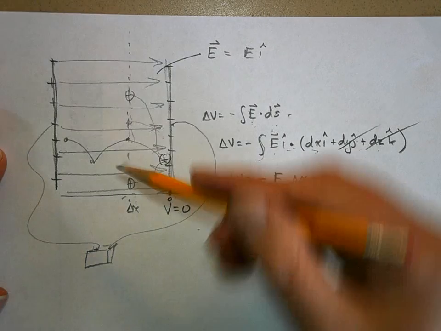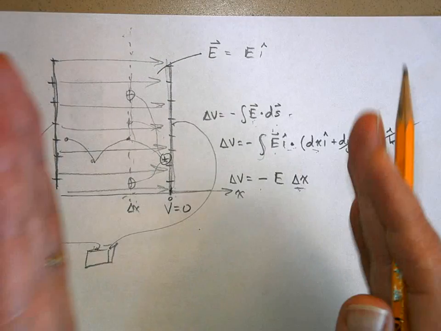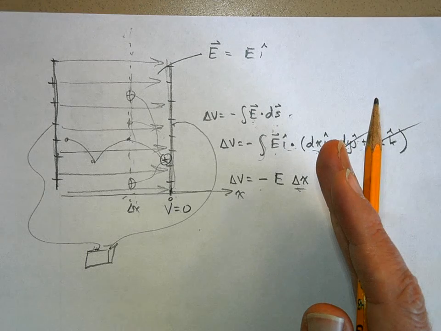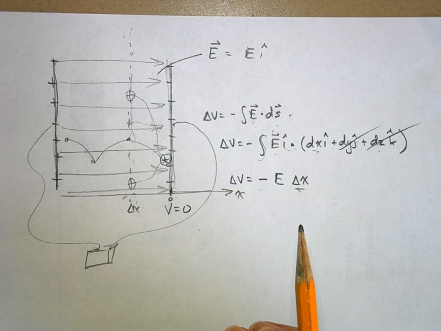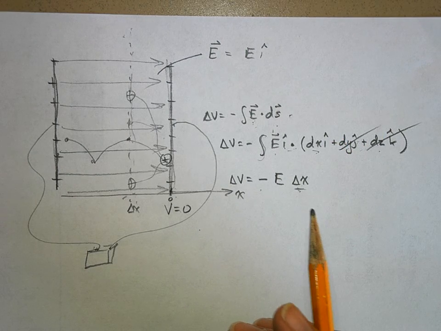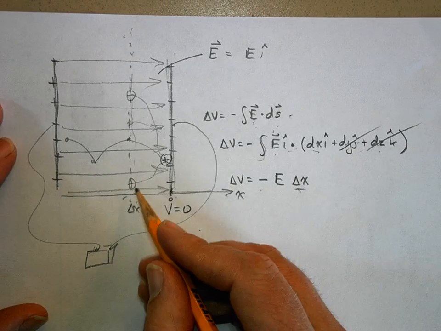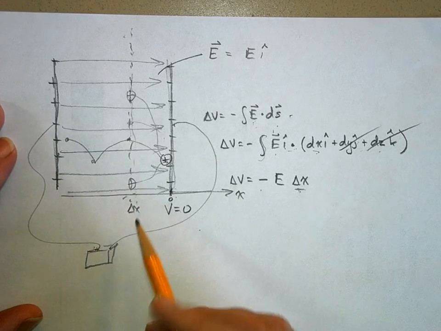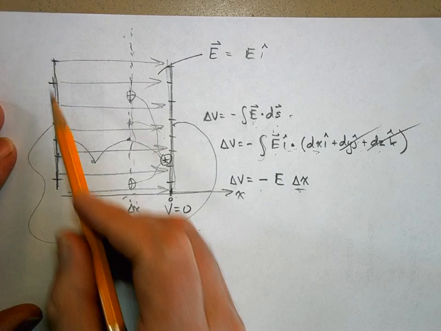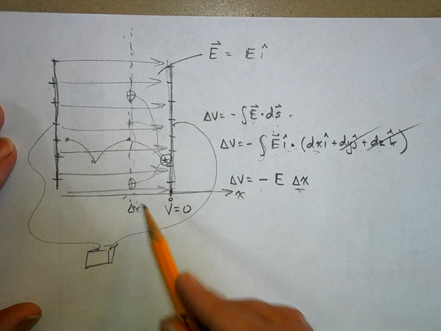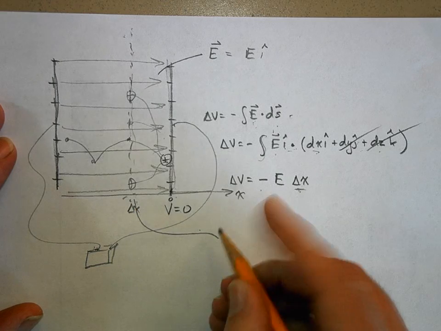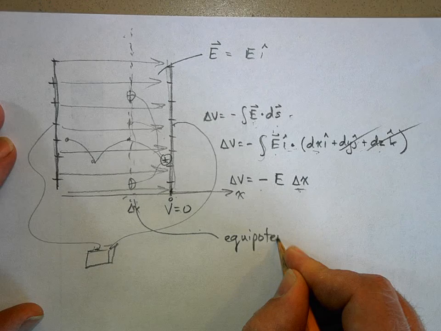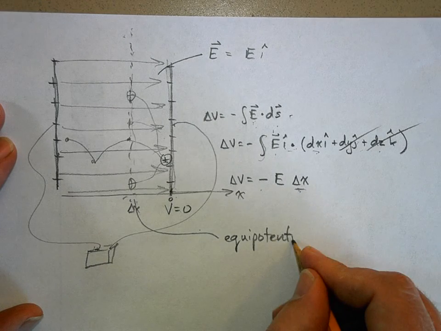This little dashed line really represents a surface that has equal potential. And so we very cleverly come up with a name for that. It really represents a plane within these two plates of metal with charge, with a uniform field between them. It's called an equipotential surface.